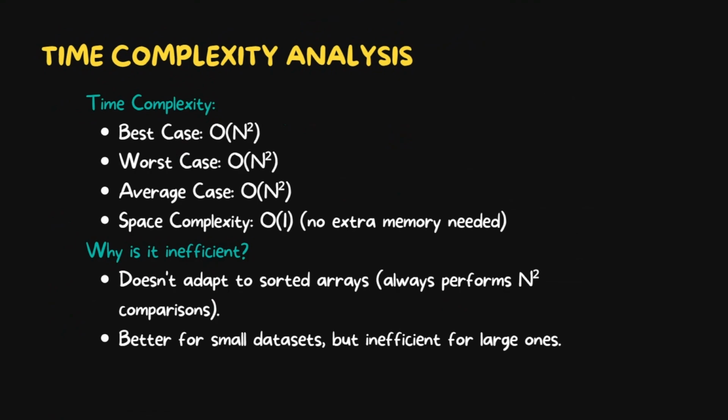Why is selection sort inefficient? It always takes order of n square time even if the array is already sorted. It performs n square comparisons, making it slow for larger datasets. This is why selection sort is mainly used for small datasets or educational purposes.